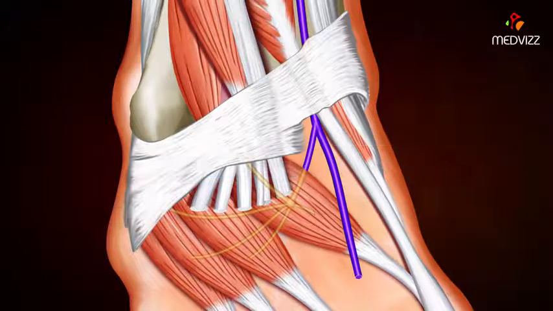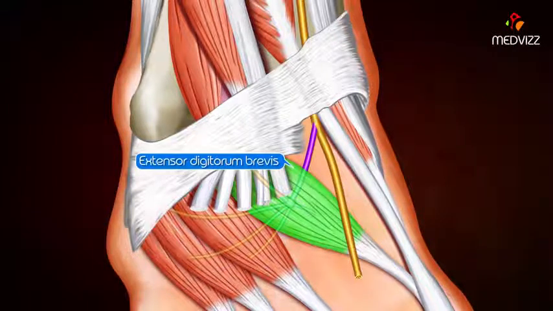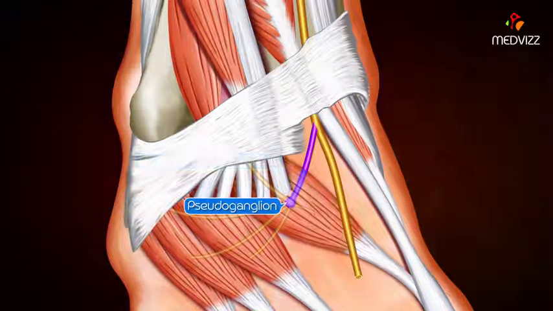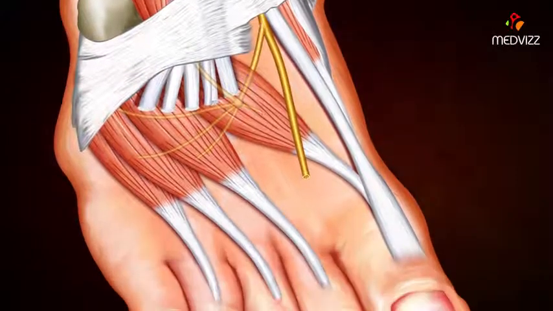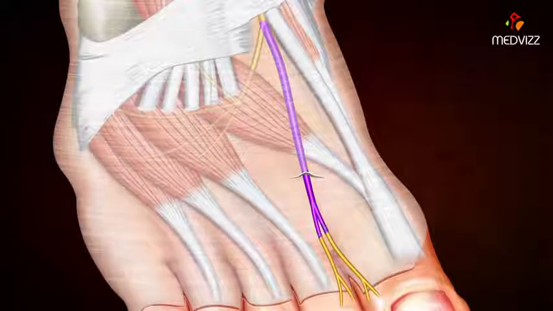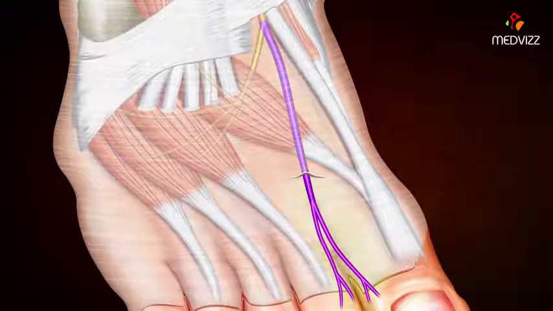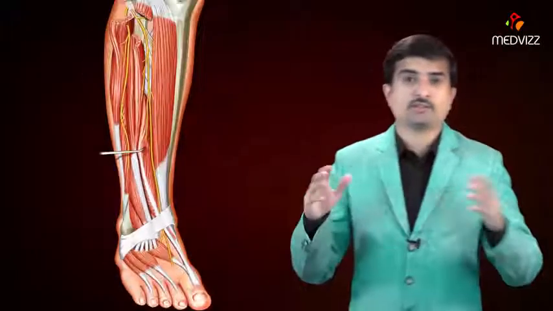If we talk in more detail about the lateral terminal branch of the deep peroneal nerve, it runs laterally and ends deep to the extensor digitorum brevis as a pseudoganglion. On the other hand, the medial terminal branch of the deep peroneal nerve runs forwards and ends at the first interdigital cleft. Now let us discuss in detail the branches.